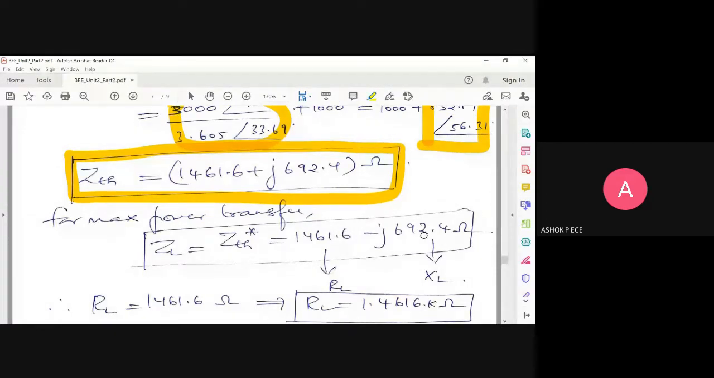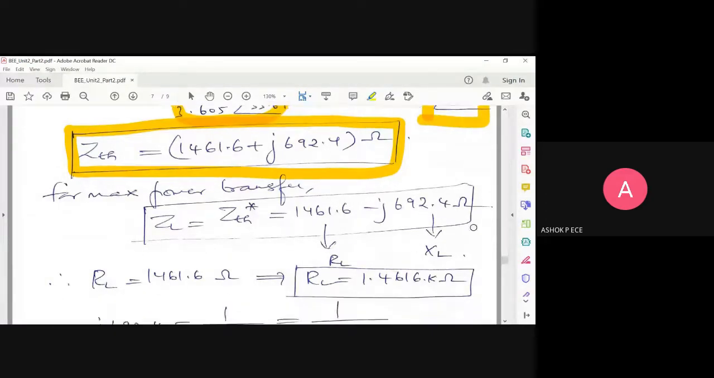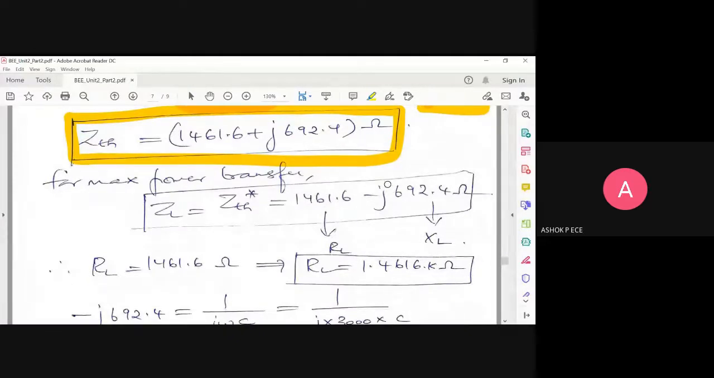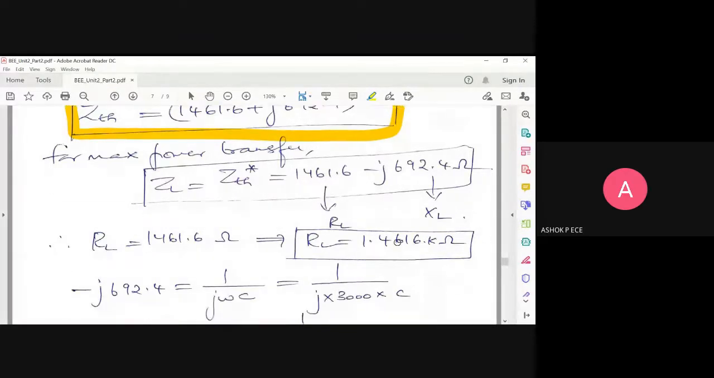Whenever you have this, the real part will always be a resistor and the imaginary part will depend on XL or XC. So the real part will be your RL. So the RL value is 1461.6 ohms, or 1.4616 kilo ohms. And whenever you have a minus sign, I told you it is going to be a capacitor. It is wrongly written here, it is going to be XC. So whenever you have a minus j, it is going to be your capacitance.